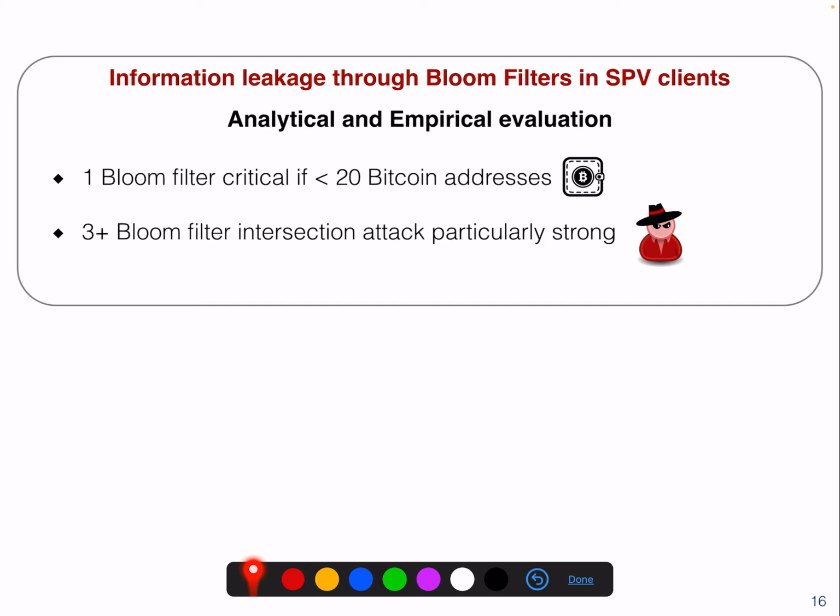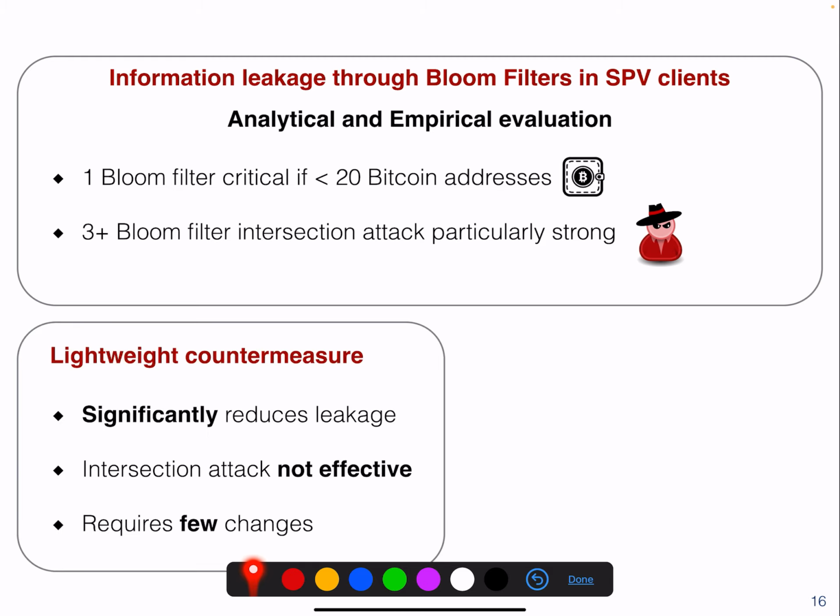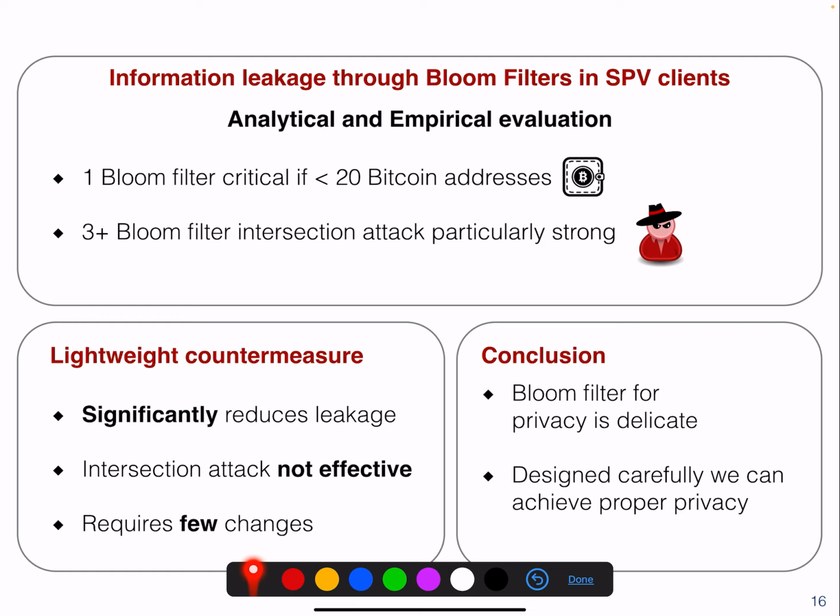So if you have only one bloom filter and less than 20 Bitcoin addresses, you can basically link all the addresses. If you get access to more than 3 bloom filters with different seeds or different sizes, then you can guess all addresses of the user with nearly 100% accuracy. So we proposed a lightweight countermeasure, which shouldn't be too complicated to implement, just a few changes. And using bloom filters for privacy is delicate, but I think it can be used if applied carefully. Thank you very much for your attention.